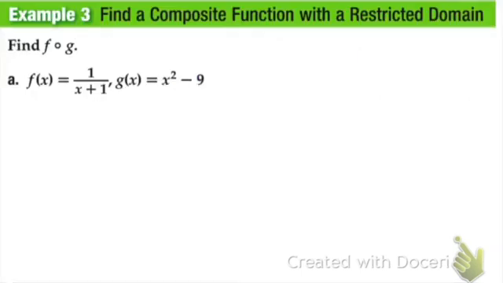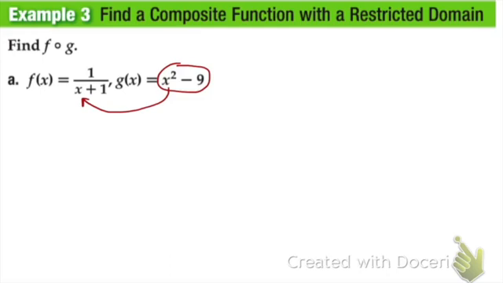All right, so here we're going to find a composite function with a restricted domain. We have f of x equal to 1 over x plus 1. We have g of x equals x squared minus 9. And we're going to do f of g of x. What that means is we're going to plug the g function into the f function. We are going to take this and plug it in for this.